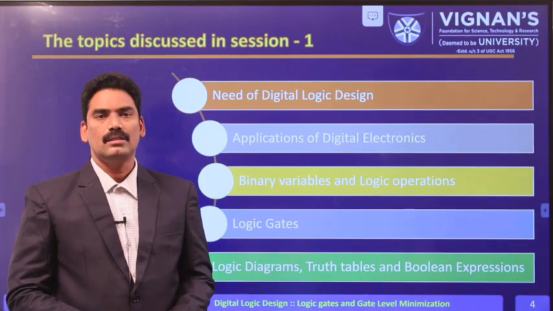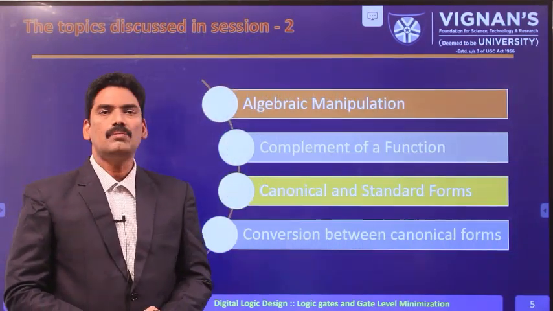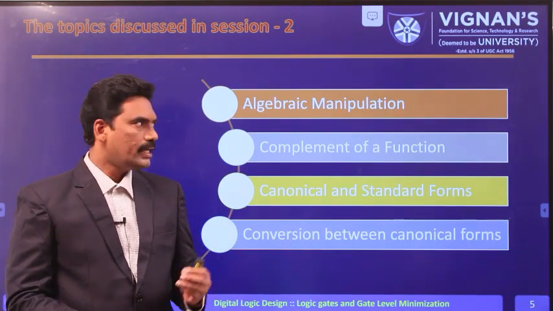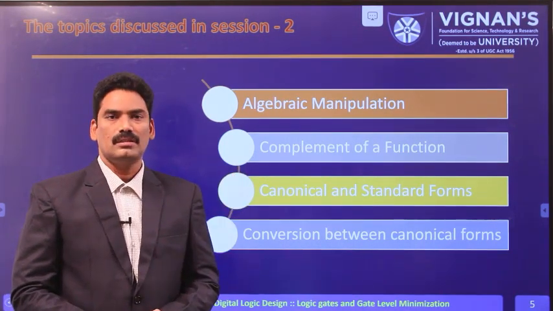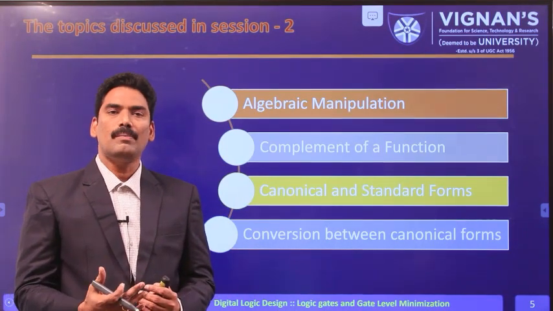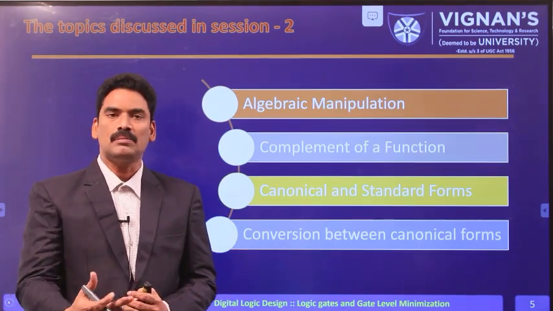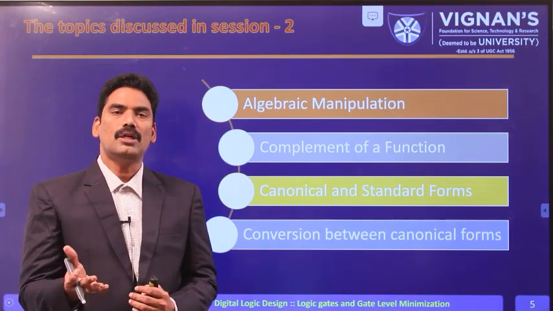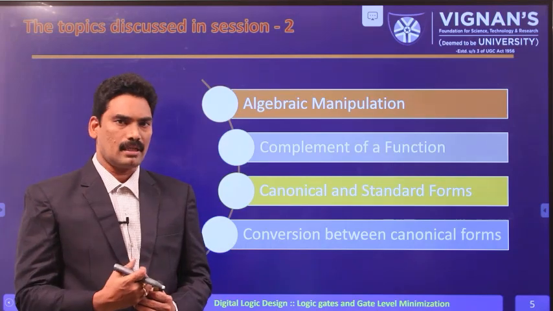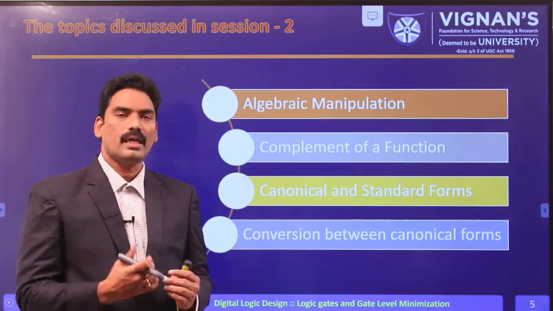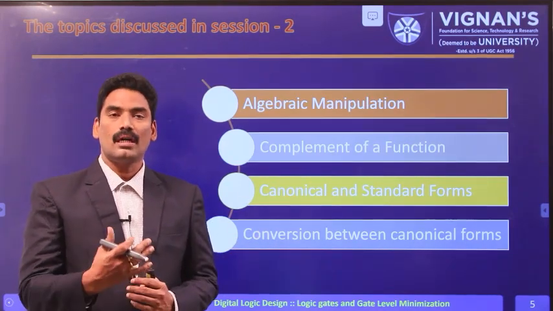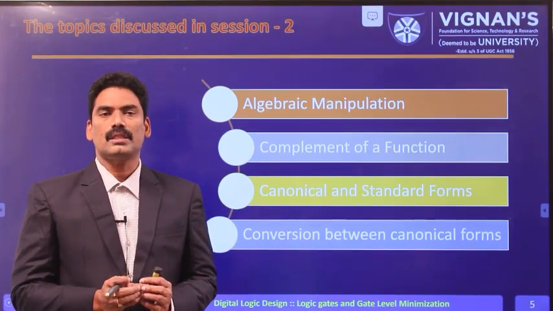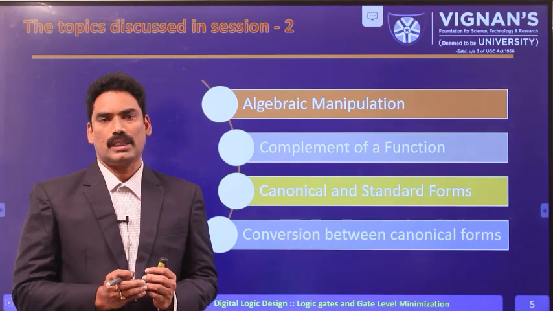And in the second session, we discussed algebraic manipulation, that is, simplification of Boolean expressions. The next one is the complement of a function: how to perform complement by using two methods, one by applying De Morgan's laws, and another by using the dual and complementing each letter. Third is canonical forms and standard forms, and the last one is conversion between canonical forms. These are the topics we discussed in our first two sessions.